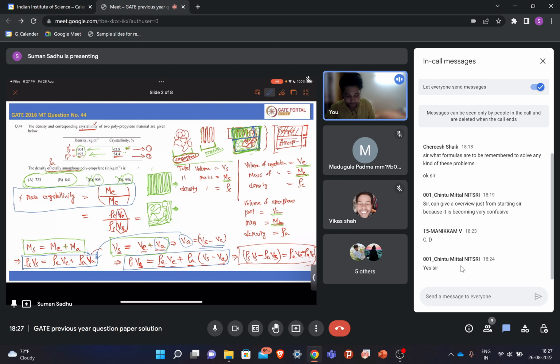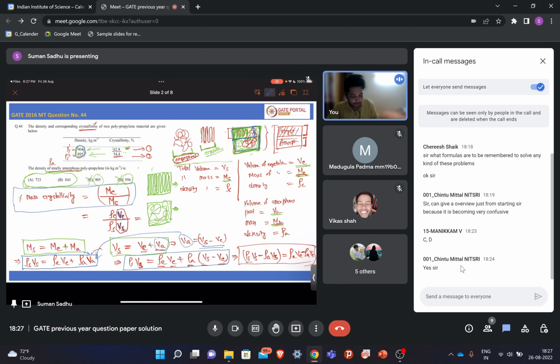So we need to find out the ratio of Vc by Vs in order to write this equation in terms of density only, because only density is given to us. The volume or volume fraction is not given to us, right? So we have to write this equation in terms of the density only.